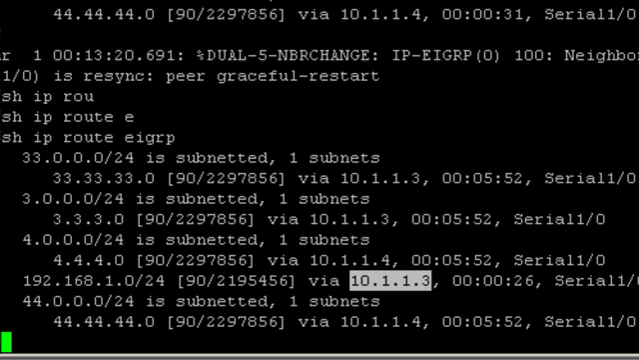We could configure unequal cost load balancing to make it appear anyway, but we will do that in another lab.